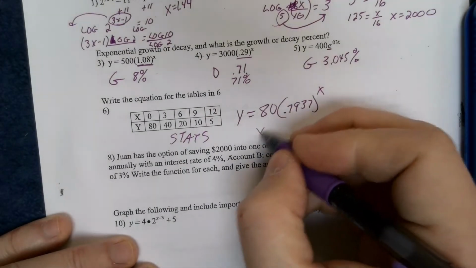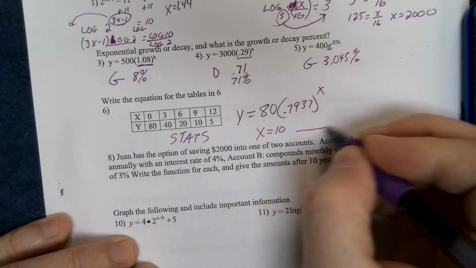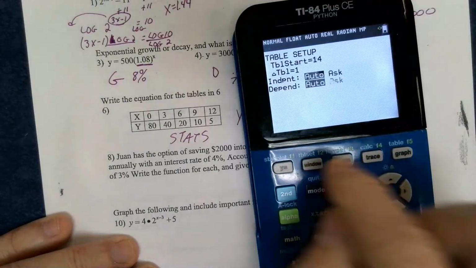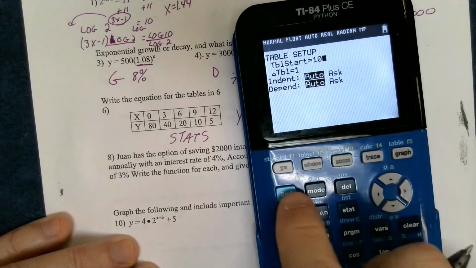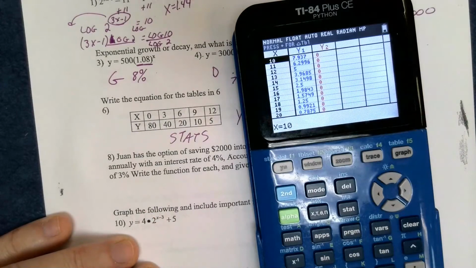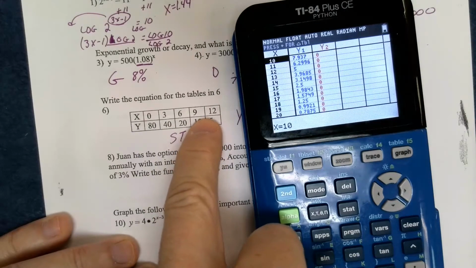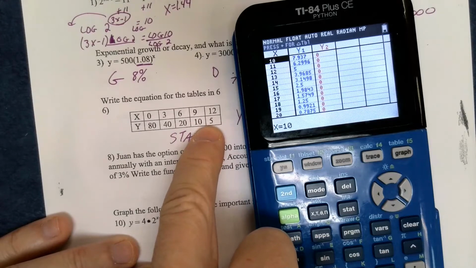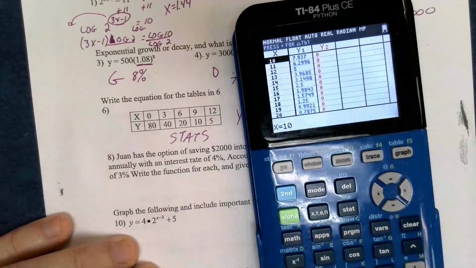So if it said something like x equals 10, what's y? You'd simply go to your table setup and start it at 10. And then you go, oh, 7.937. Yay. And that would make sense. 10 should give you something between 10 and 5, as it does right here.